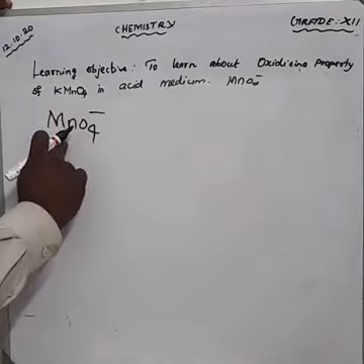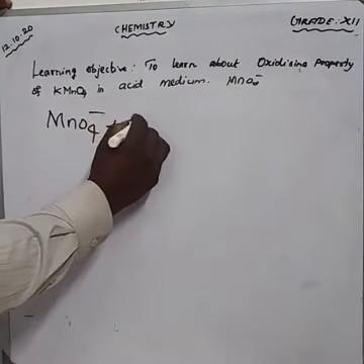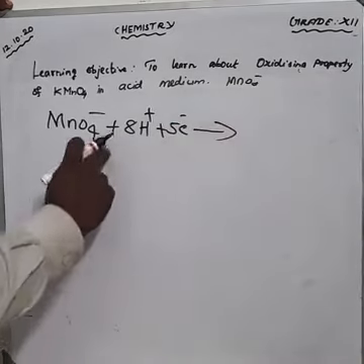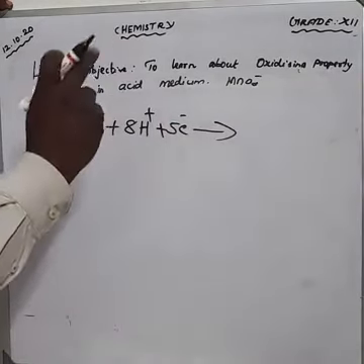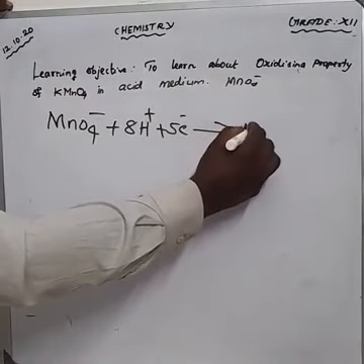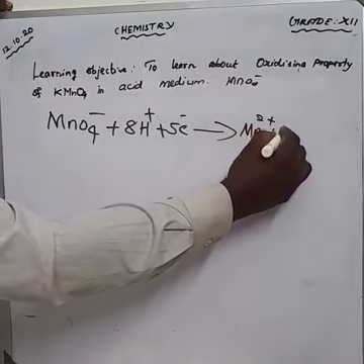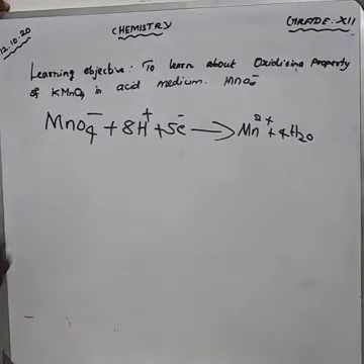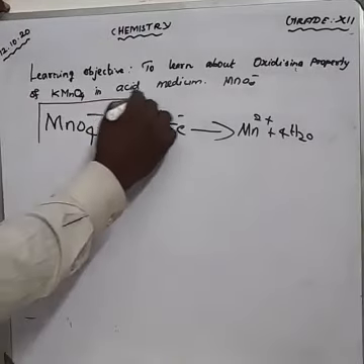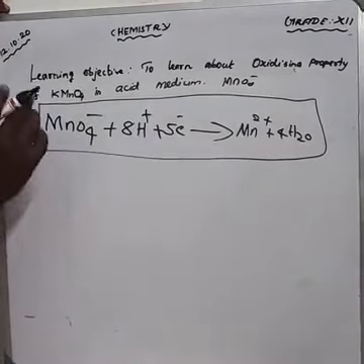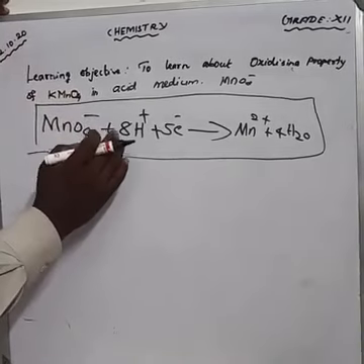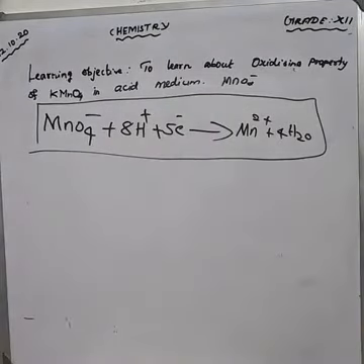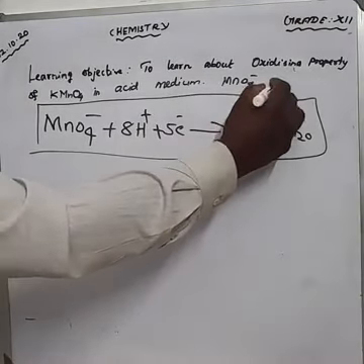MnO4 minus plus 8H plus plus 5 electrons. What is the product we get? Mn2 plus plus 4H2O. This is the basic equation. Already we balanced the equation. We balance the metal or element, we balance the oxygen, we balance the hydrogen, and also we balance the charges. Okay, this is the basic equation.